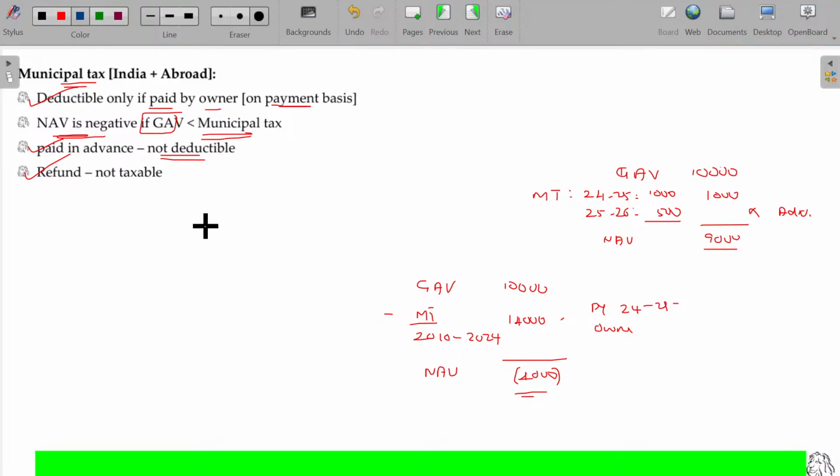Suppose GAV minus municipal tax paid for the current year of 2,000 rupees, 8,000 will be your NAV. Is that clear? Suddenly, because of the agitation, the state government waived this value. They said it's not 2,000 rupees, only 1,500 is enough. So the remaining 500 is going to be refunded.